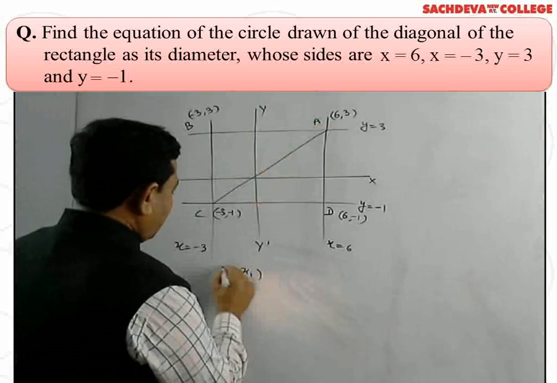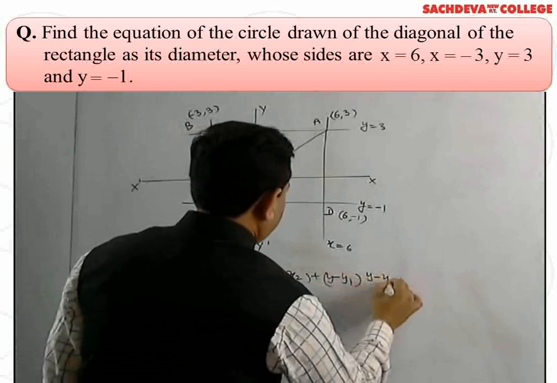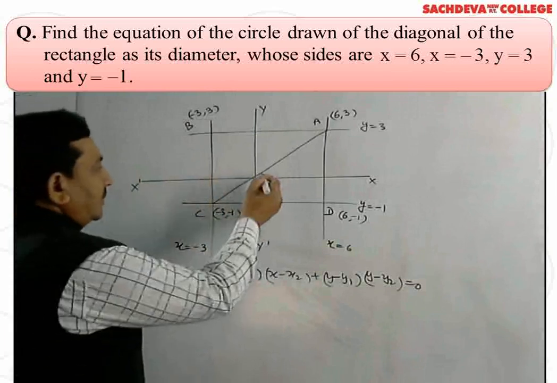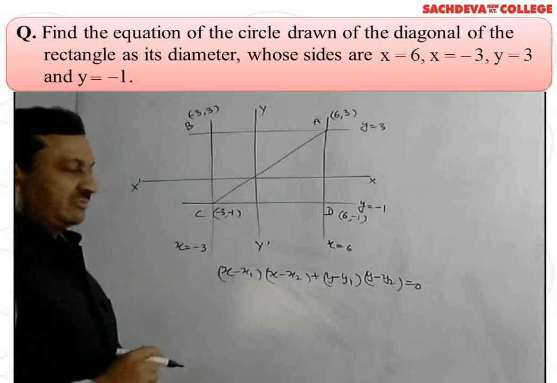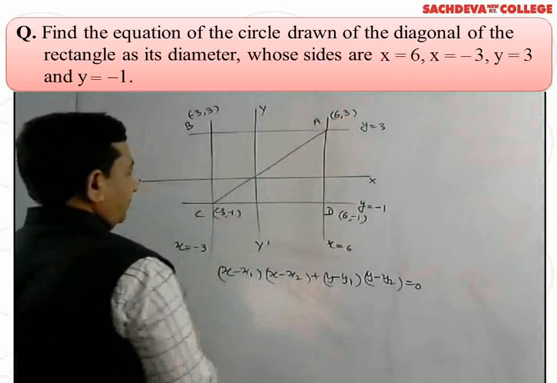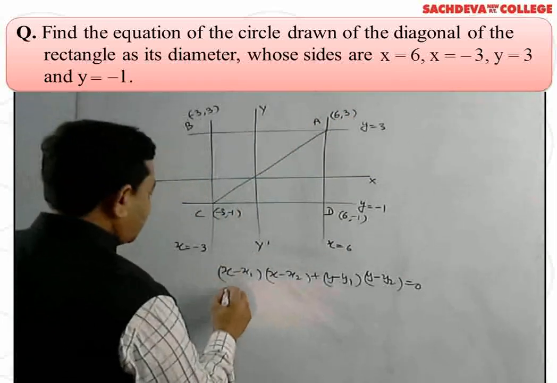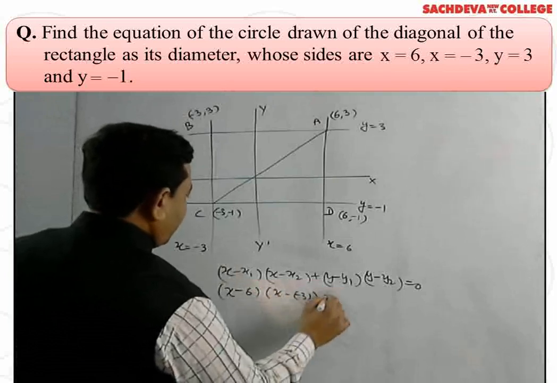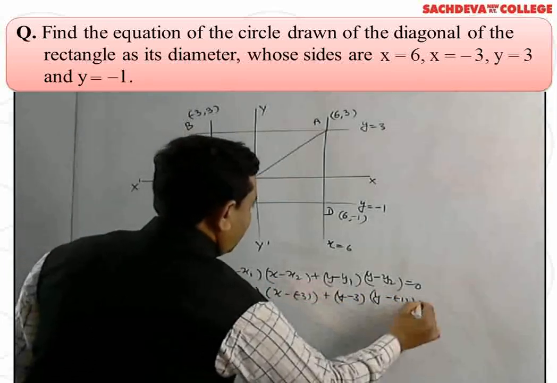(x minus x1) into (x minus x2) plus (y minus y1) into (y minus y2) is equal to 0. This is the diameter form of a circle, where A (6, 3) and C (minus 3, minus 1) are the extreme points of the diameter here. So the equation of the circle will be (x minus 6) into (x minus minus 3) plus (y minus 3) into (y minus minus 1) is equal to 0.